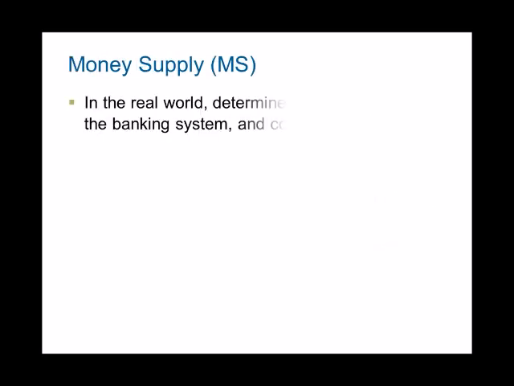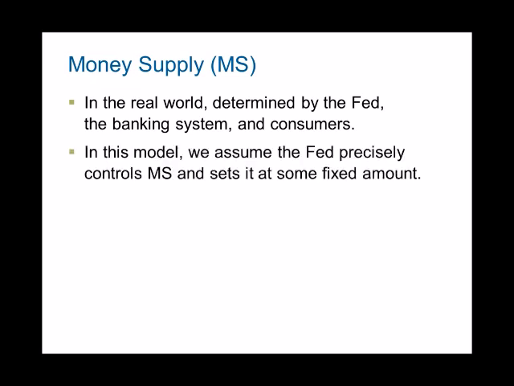So first let's look at the money supply. In the real world, money supply is determined mainly by the Fed. As we said, the Fed determines how much money is circulated in the economy. The banking system, by giving out loans, can determine money supply, and so can consumers. If we hold more money as cash, then the money multiplier will not work as much. But if consumers hold less money as cash and put all the money in their banks, then there's a lot more money multiplier action going on, and so the money supply can increase.